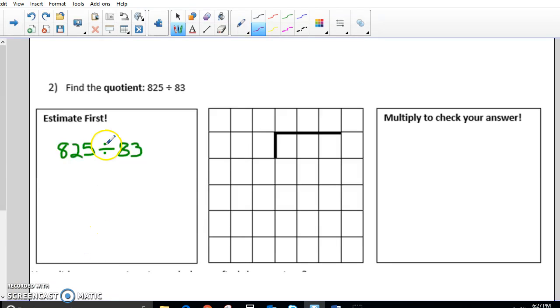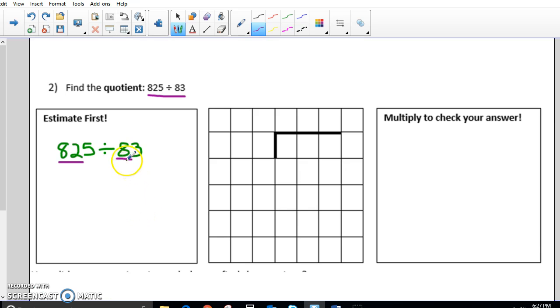Okay, so the first thing you're going to want to do is write this problem in your estimation box. So go ahead and do that now. And in order to estimate, we're going to underline the first number here and the first two numbers here.